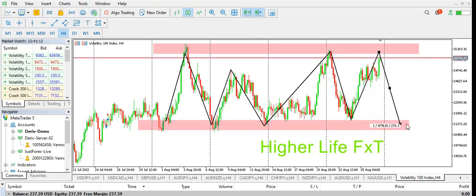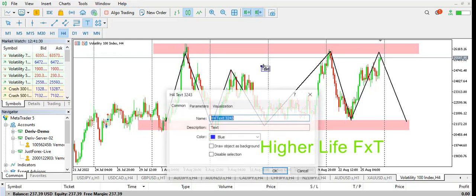Right now, as you can see, volatility 100 is about to reach a resistance. It is so near a resistance area that we can start preparing to sell.